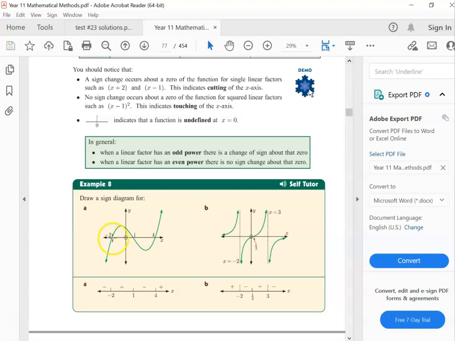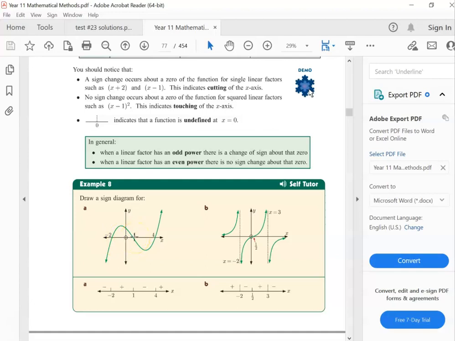Okay? The critical values that you're going to have to put on a sign diagram start with our x-intercepts, the things that make the function equal to 0. So yes, you might have to factorize again, God forbid.